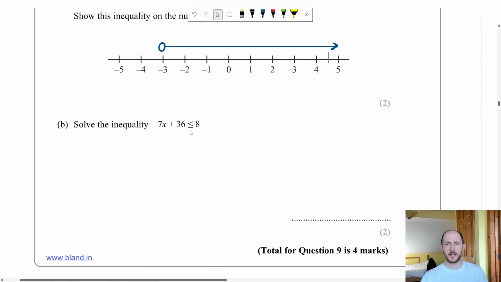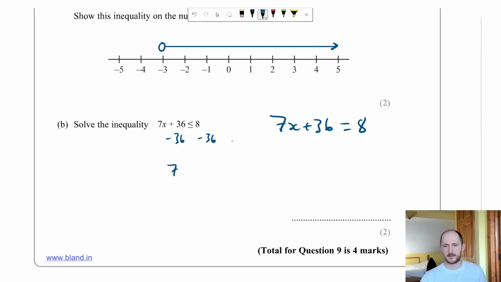Solving inequalities. A lot of students do have trouble with this, so here's what I'd recommend. I would treat it exactly like an equal sign. So if you know how to solve this, then you know how to solve this in the exact same way. So subtract 36 from both sides, that's what I want to do.